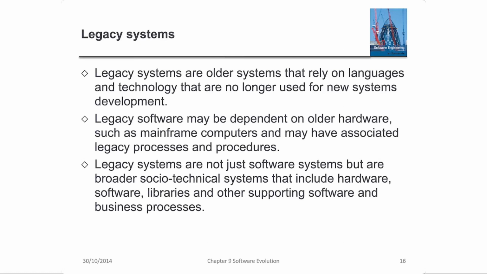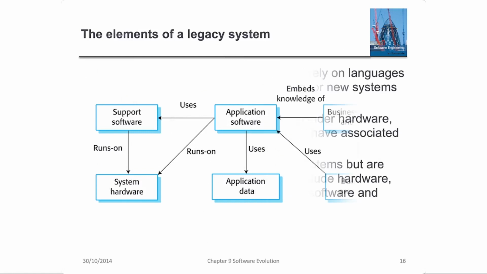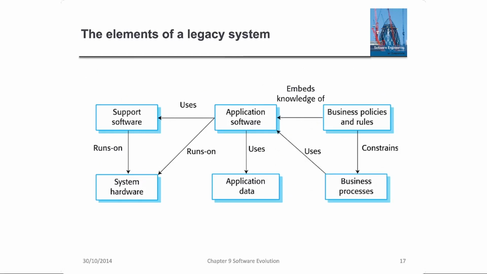In other words, legacy systems are complex and interconnected systems that involve both technical and social aspects, including organizational procedures and practices associated with them. This means they encompass not only the hardware and software, but also libraries, supporting software, and business processes that have been built around them over the years. Understanding legacy systems is not just understanding old technology, but grasping the complex interplay of technical components with established organizational procedures. Moving to the next slide, we have the elements of legacy systems.